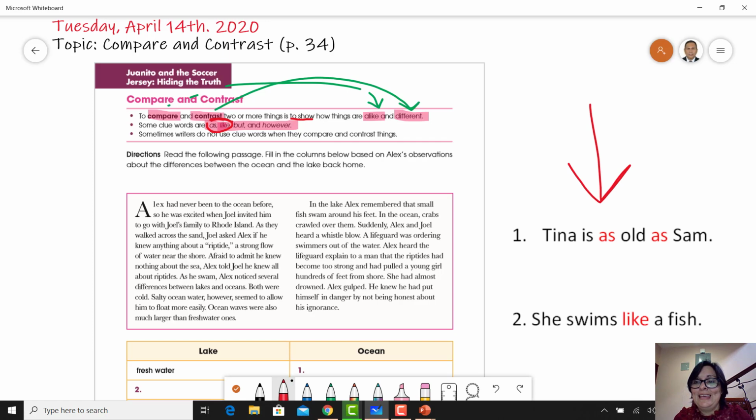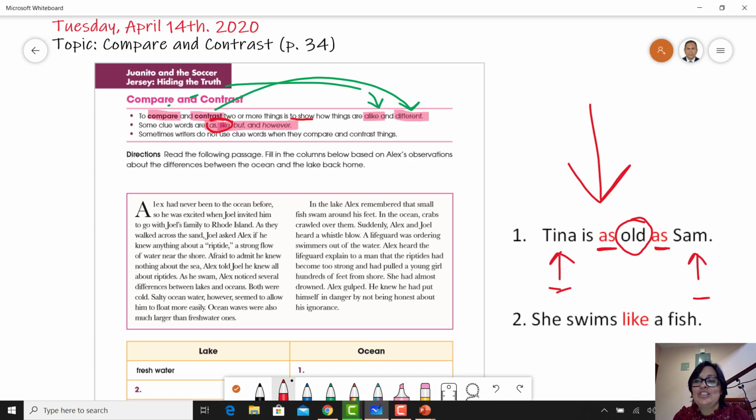Tina is as old as Sam. Again, Tina is as old as Sam. In here we are using as, and we are talking about Tina and Sam, and we are saying that both of them are old. So in here we are using as to compare Tina and Sam, and we are saying that they have the same age and both of them are old. Okay?